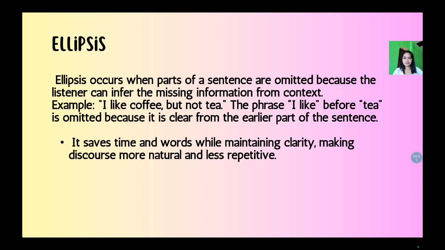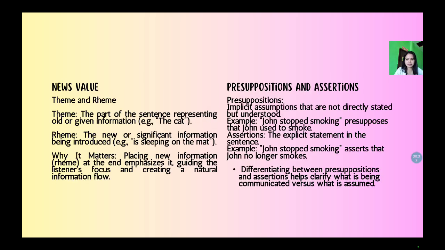Next is ellipsis. Ellipsis occurs when parts of a sentence are omitted because the listener can infer the missing information from context. For example, "I like coffee but not tea." The phrase "I like" before "tea" is omitted because it is clear from the earlier part of the sentence. So ellipsis saves time and words while maintaining clarity, making discourse more natural and less repetitive.